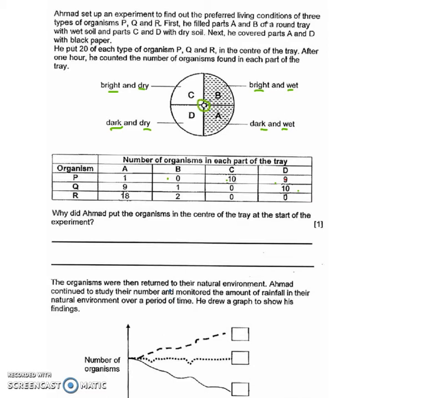So he wants to know where the organisms go. So if they like bright and wet, then they will go towards B. If they like dark and wet, then they'll go towards A, and so on and so forth. So now let's take a look at the number of organisms in each part of the tray. For organism P, tray A has 1, tray B has 0, tray C has 10, tray D has 9. So we have to write down what kind of environment organism P likes. Let's do it now.